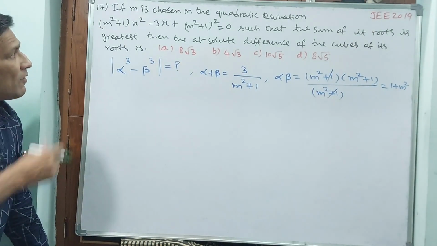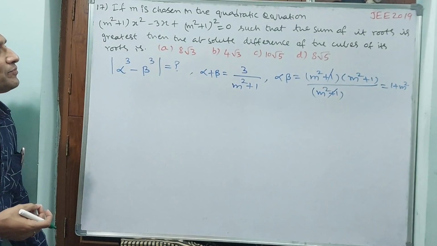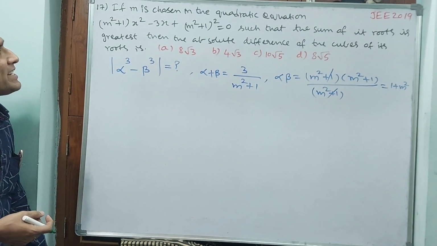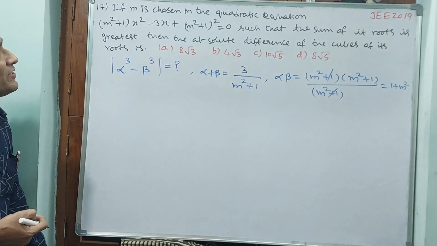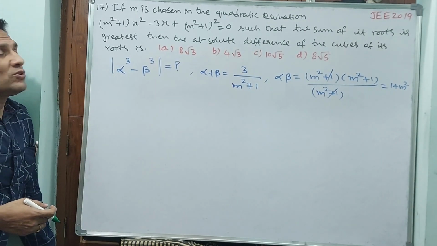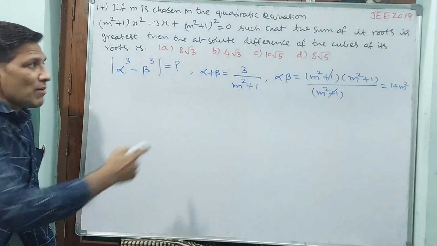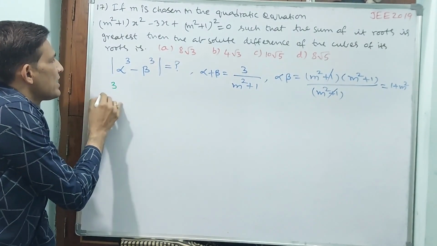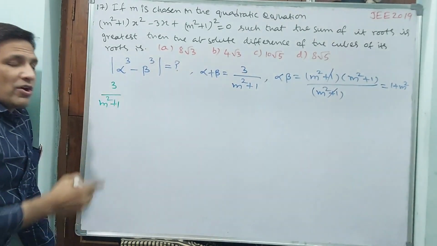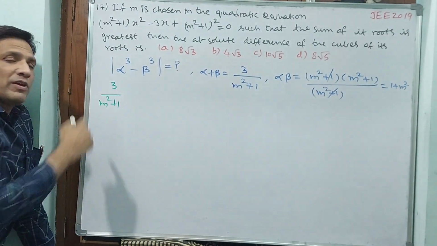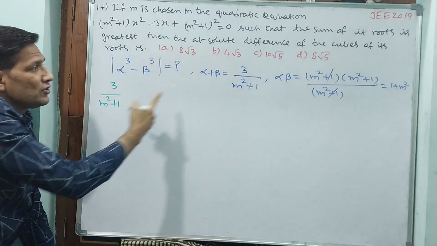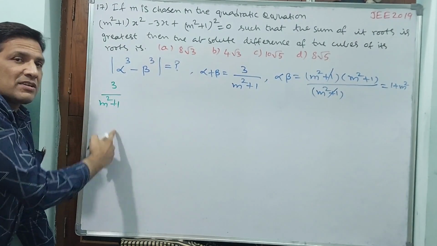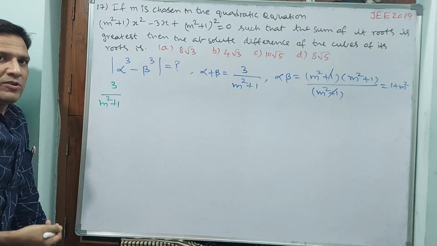Now, what point have they given again? The sum of its roots is greatest. M is chosen in the quadratic equation such that the sum of its roots is greatest. Sum of its roots means this one. When this is greatest, you tell me at what value of m? Because m is such that this value, the sum of the roots, should be greatest. What is that value of m?